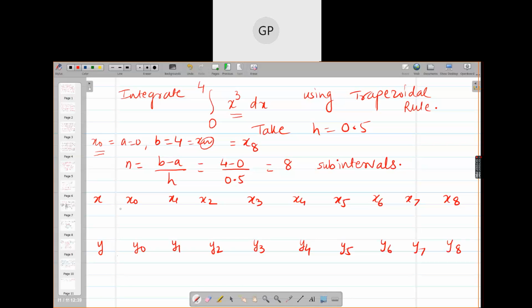So what are these values that we first want to find? What are the x values? Can you tell me the x values now?